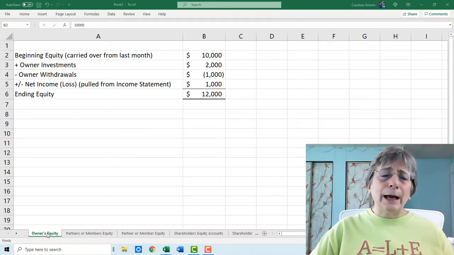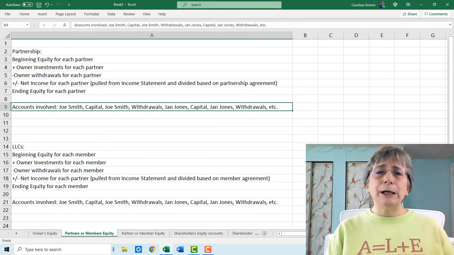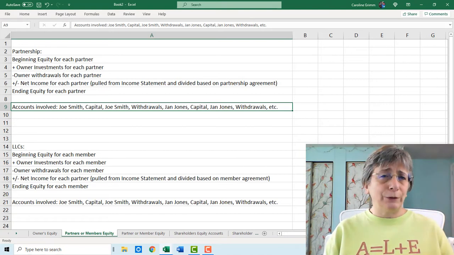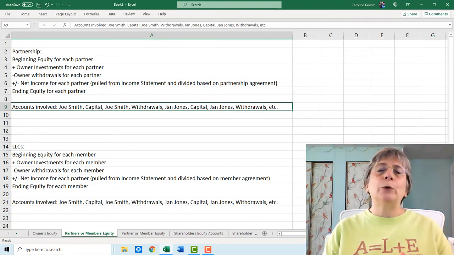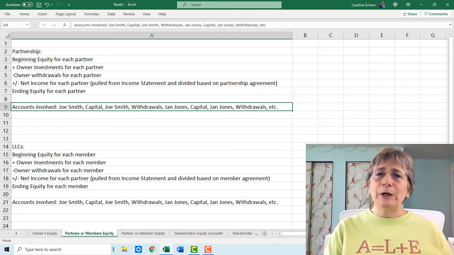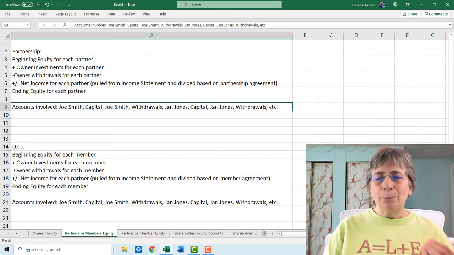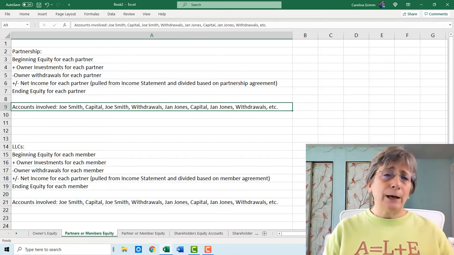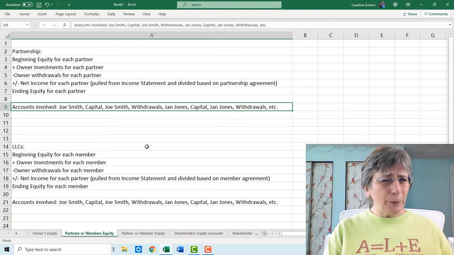Now, let's take a look at a partnership. A partnership is going to be a little different because we need to keep track of more than one person. Each partner is going to have their own equity account and each partner will have their own withdrawal or drawing account. And it's the same thing with an LLC, a limited liability company, only instead of calling them partners, we're going to call them members. But the same thing applies here, that we would have an equity account for each member and a withdrawal account for each member. Now, the way that we figure those changes, the formula is the same.